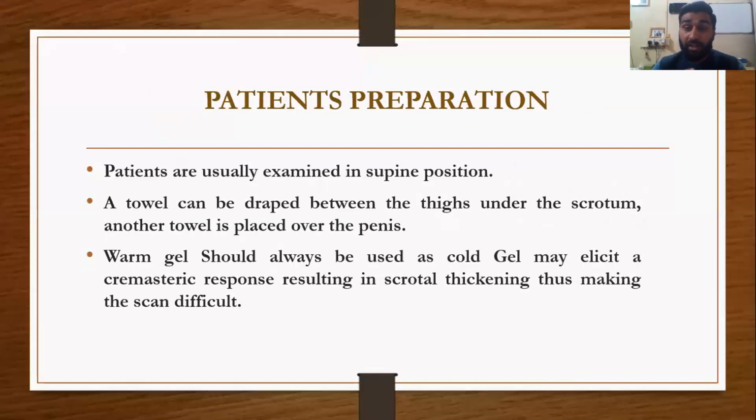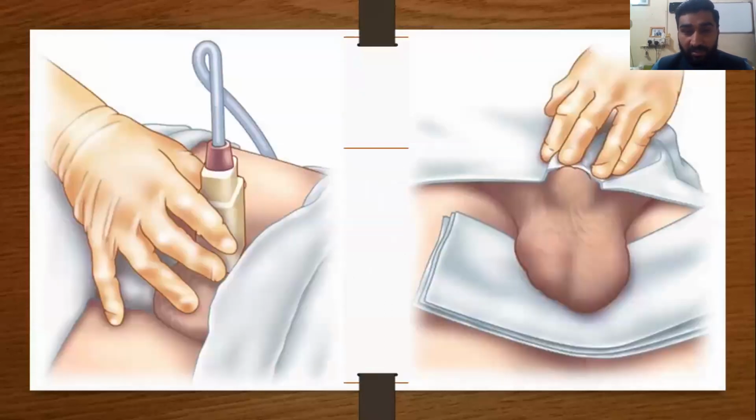Well, the patient preparation, very important. Patients are usually examined in the supine position. A towel can be draped between the thighs under the scrotum, and another towel is placed over the penis. Just like that, the towel is draped under the scrotal sac, and another towel with the patient holding his penis, so that this technique does not allow the testes to move freely. It will restrict their mobility, and we know that the testes are very mobile.